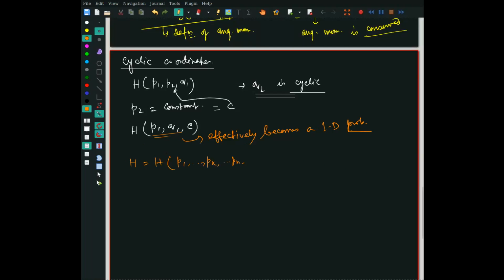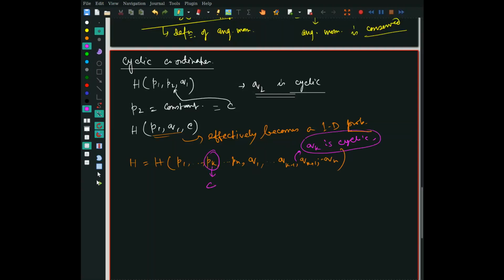Okay. So in general, suppose you have a Hamiltonian that depends on p1 up to pk up to pn, and then you have q1 up to, let's say, qk minus 1, and then qk plus 1 up to qn. What I mean here is that qk is cyclic. Here you notice that there is no qk, so that means qk is cyclic. Initially it was an n-dimensional problem, with n first-order equations, but since qk is cyclic, you can replace pk by a constant C, and now what you have is basically an n minus one dimensional problem.